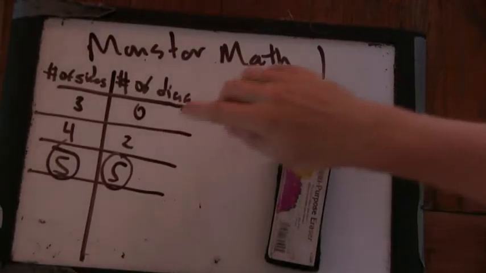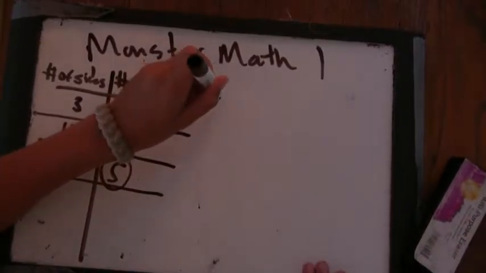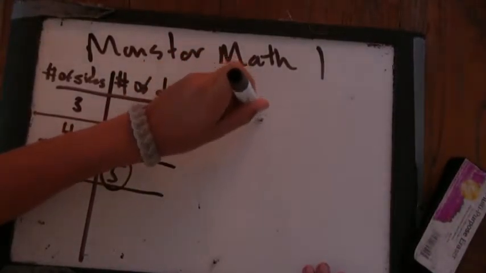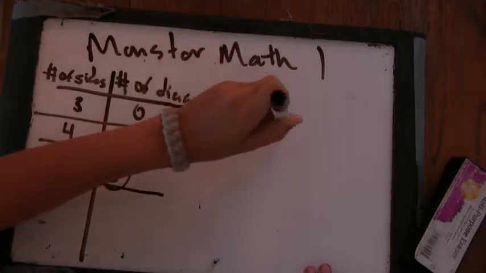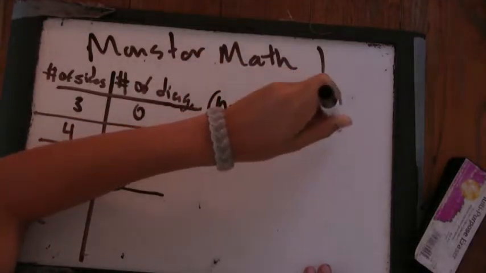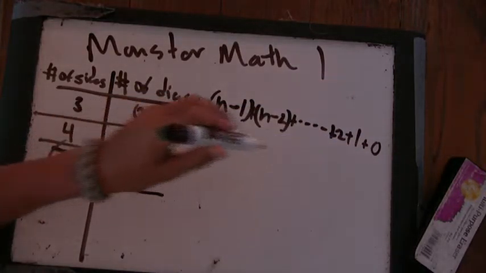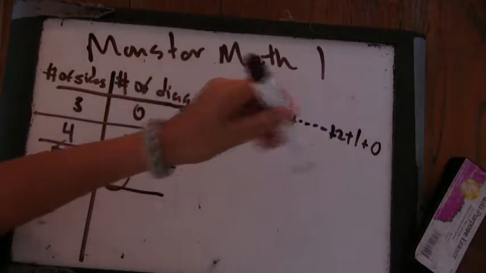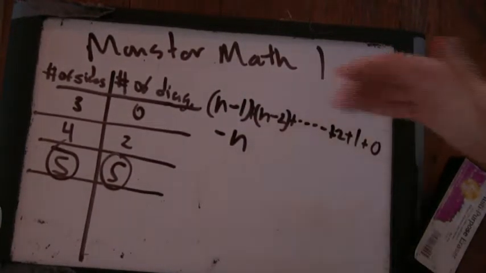And then we're going to see. So we're going to write your sum out: (n minus 1) plus (n minus 2) plus dot dot dot plus 2 plus 1 plus 0. And then minus n. Okay. So what does this first sum equal?